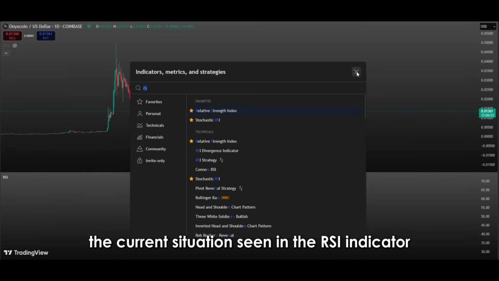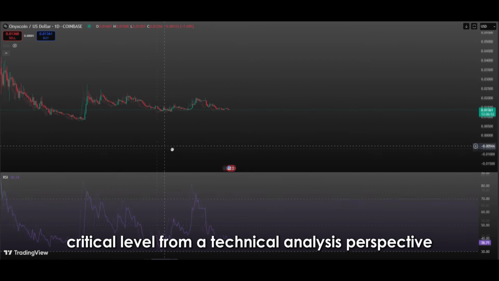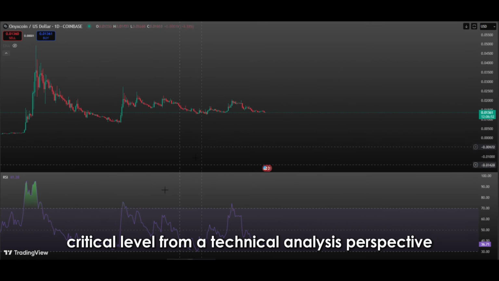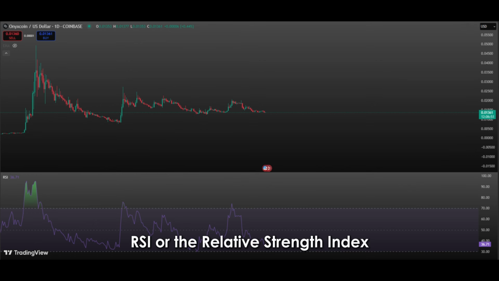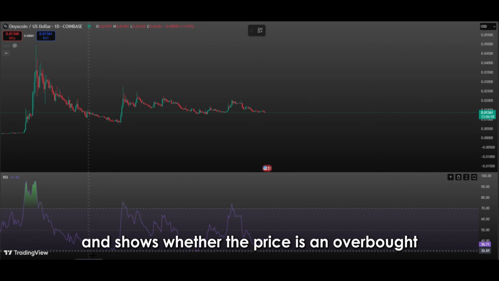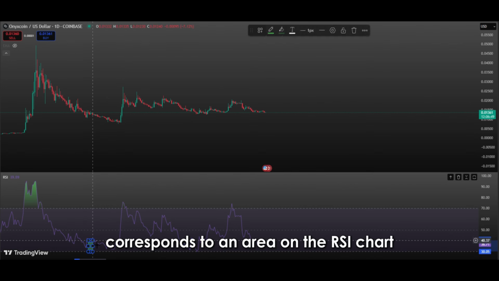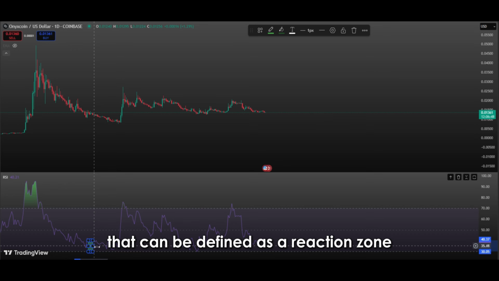The current situation seen in the RSI indicator points to a highly critical level from a technical analysis perspective. RSI, or the Relative Strength Index, is one of the most popular indicators that measures market momentum and shows whether the price is in overbought or oversold territory. The price's current position corresponds to an area on the RSI chart that can be defined as a reaction zone.